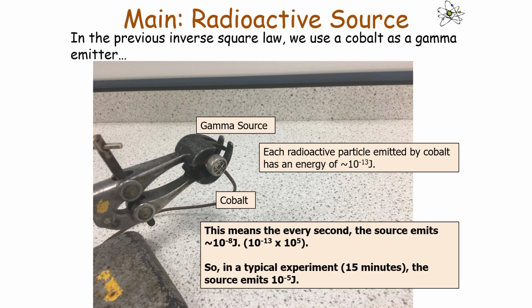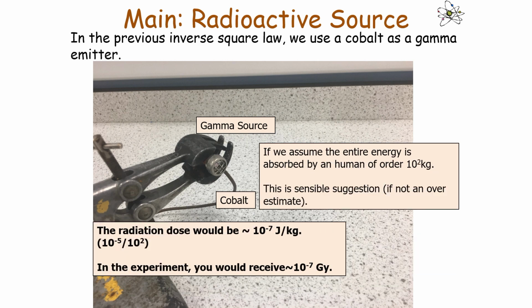It's important to note that if we assume the entire energy is absorbed by a human of order 10^2 kilograms, about 80 kilograms, which is a sensible suggestion, if not an overestimation, then the radiation dose you would receive is about 10^-7 joules per kilogram, because it would be 10^-5 divided by 10^2.